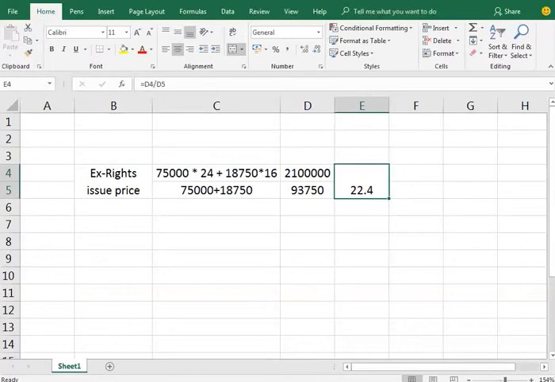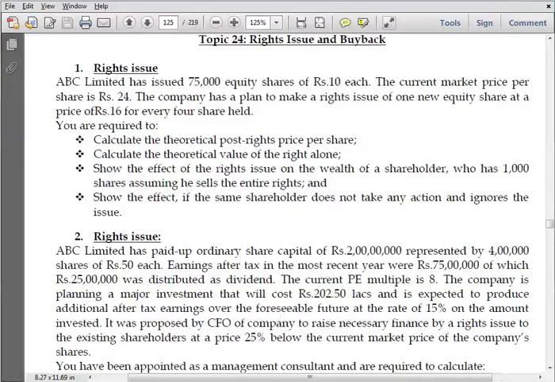Any doubts on the X rights price? 22.4. Now, theoretical value of the right: somebody is saying that I give you a right to buy a share at the rate of 16 rupees. So today I subscribed at 16 rupees and in few days this will become 22.4. Today I get something at 16 rupees, and in few days it is expected to become 22.4. Clear? Any doubts on this?